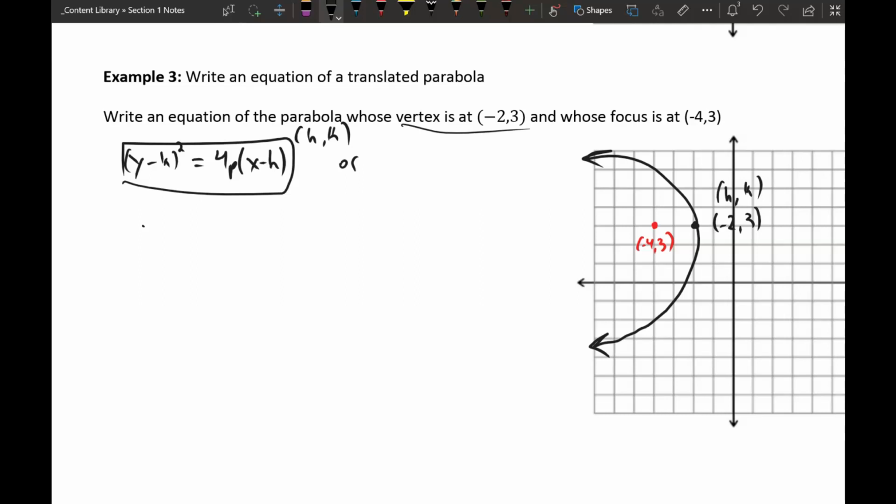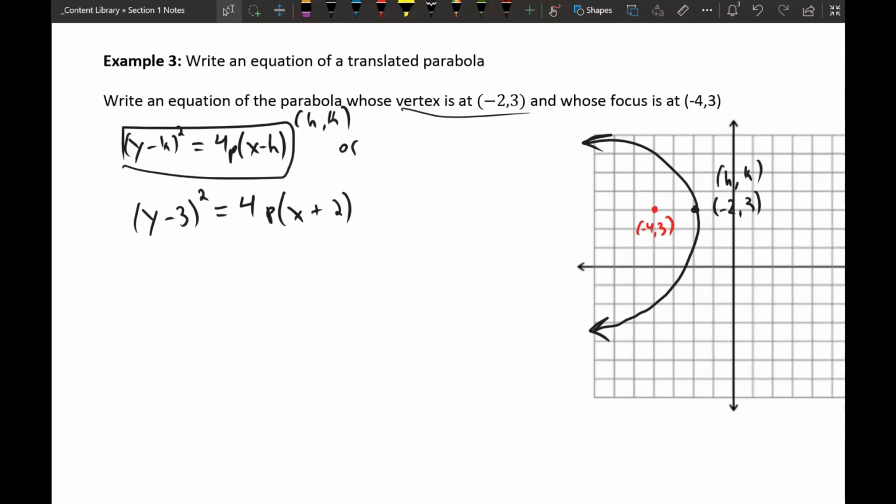So our equation we can write is y minus that k value, which is 3, squared equals 4 times p times x minus that h value. And our h value is -2. So we're doing x minus -2, which is the same as x plus 2. And then we are basically done, but we need to find, well, what is our p value going to be?